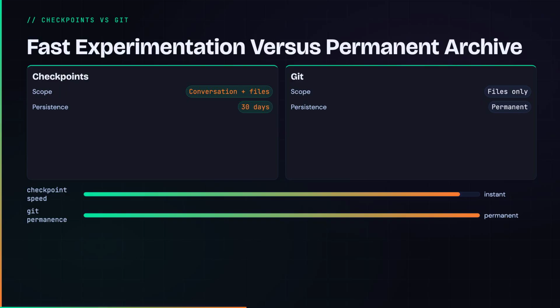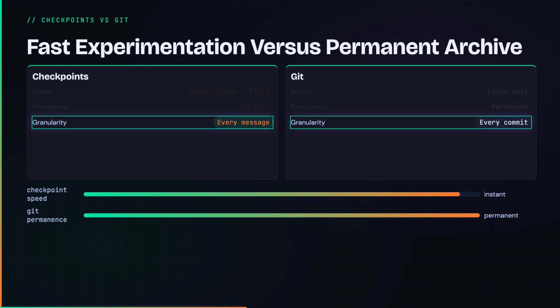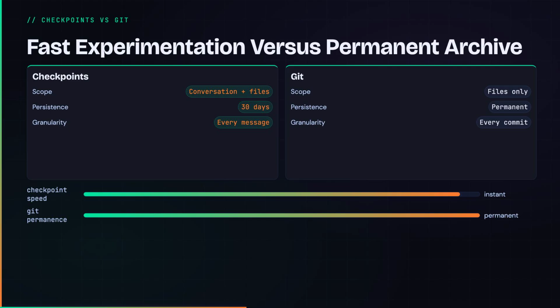Persistence is different. Checkpoints are automatically retained for 30 days and then expire. Git commits are permanent. They stay as long as the repo exists. Granularity is different. Checkpoints happen every message. Git history changes when you make a commit.